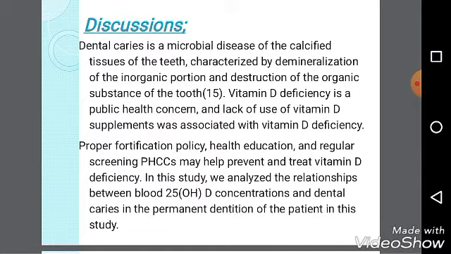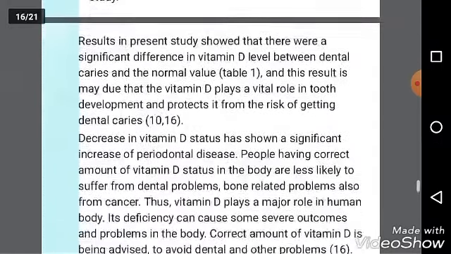Vitamin D deficiency is a public health concern, and lack of vitamin D supplement was associated with vitamin D deficiency. Proper fortification policy, health education, and regular screening may help in preventing and treatment of vitamin D deficiency. In this study, we analyzed the relationship between blood 25-OH concentration and dental caries in the permanent dentition of patients in this study.